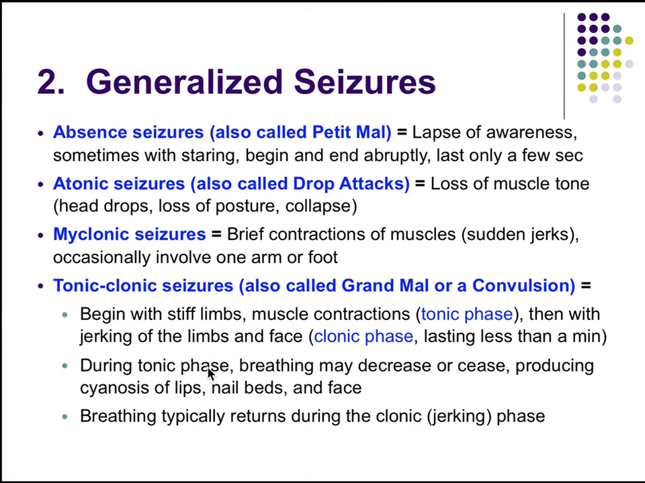Now, during the tonic phase, one thing that's obviously an issue is that your respiratory muscles might contract and stay contracted, and that means you'll stop breathing, and so you can start to see cyanosis of your lips, your nail beds, and your face because you're not breathing. And then typically the breathing will come back once you go to the clonic phase, because here you're actually having contractions, so the jerking contractions. So think of the tonic phase as sustained tetanus, and then in the clonic phase the muscles are actually relaxing and contracting.